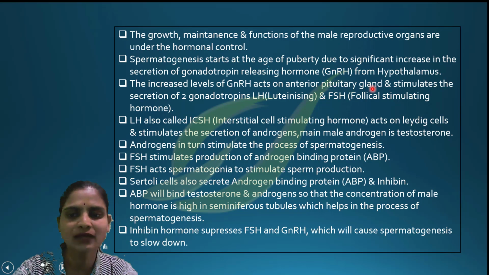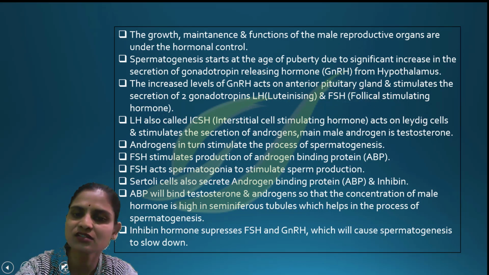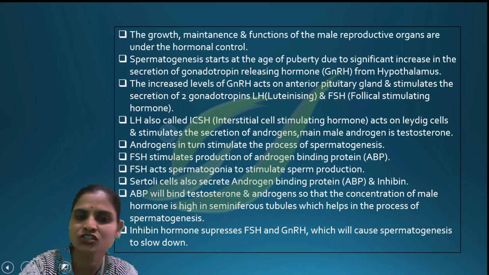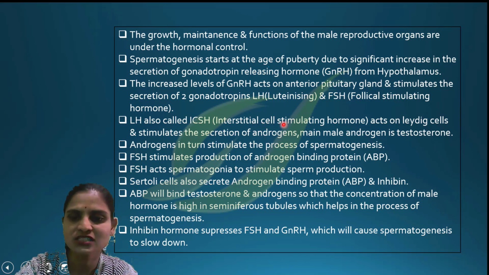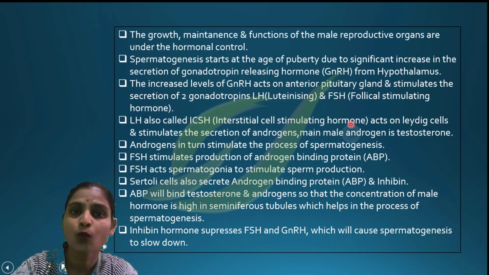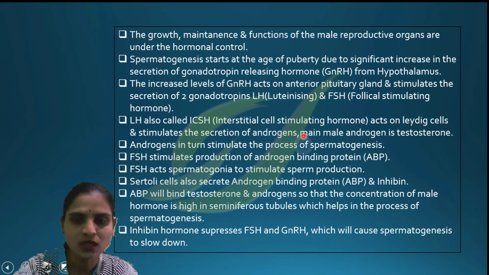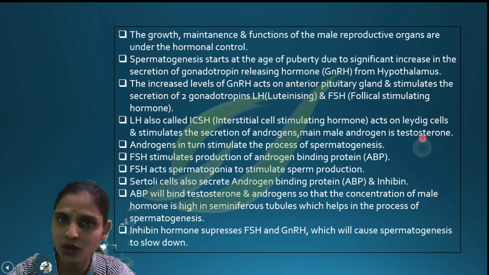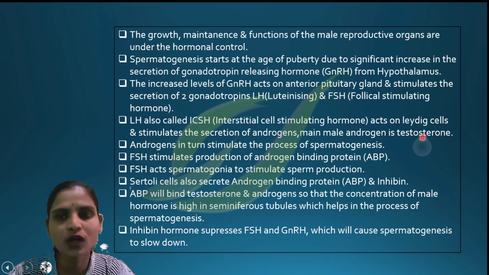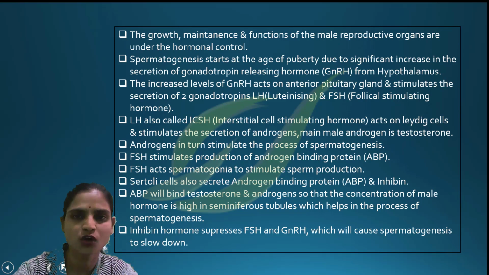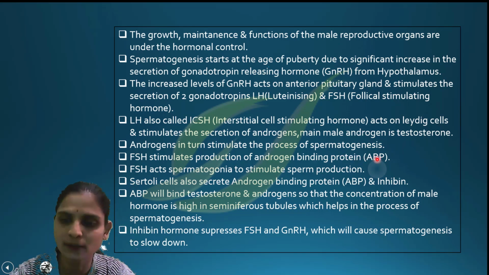It acts on the anterior pituitary gland and it releases LH as well as FSH hormone. LH is also called interstitial cell stimulating hormone. Why? Because it stimulates Leydig cells, so it helps in secretion of androgens. The main androgen is testosterone, which helps in secondary sexual characteristic features of the male as well as spermatogenesis. FSH stimulates production of androgen binding protein.